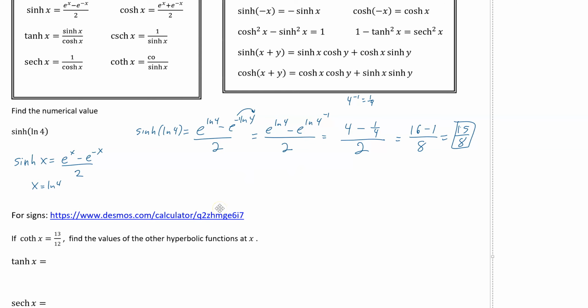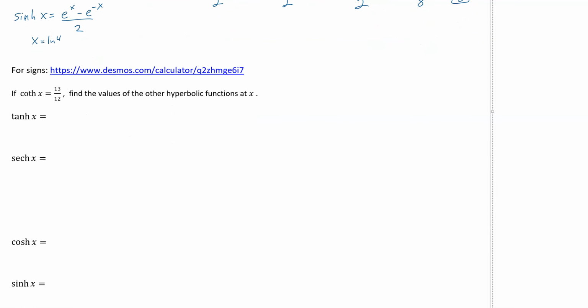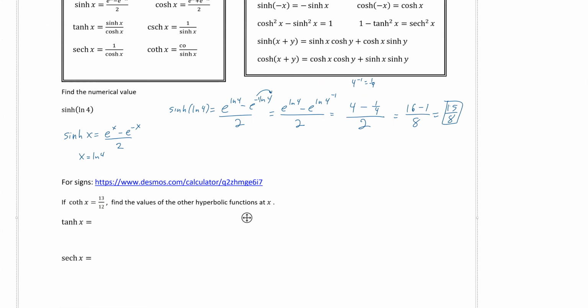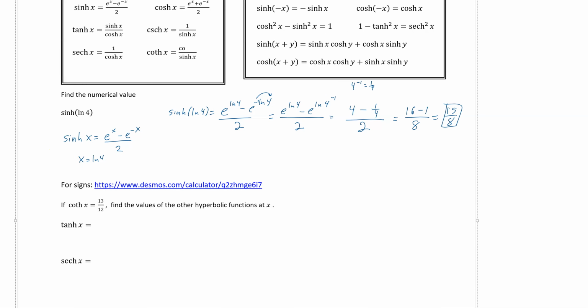All right, so now what we're going to do is find all the other hyperbolic functions for each of these given ones. If you remember doing this with trig, where we were given one ratio and you got to find the other 5 trig functions, we're going to do the same exact thing. Our same rules apply here. If you know cotangent, flipping it would give you tangent. So we already know that tangent is 12 out of 13. It's just the reciprocal of them.